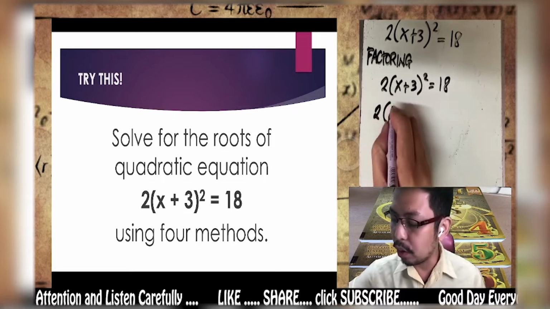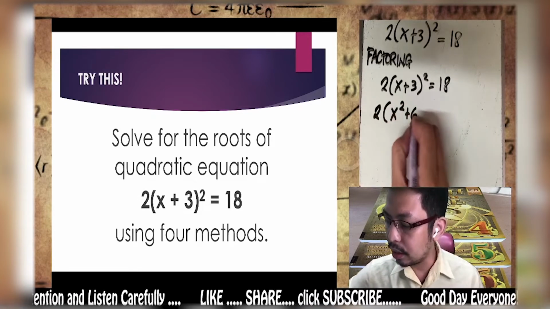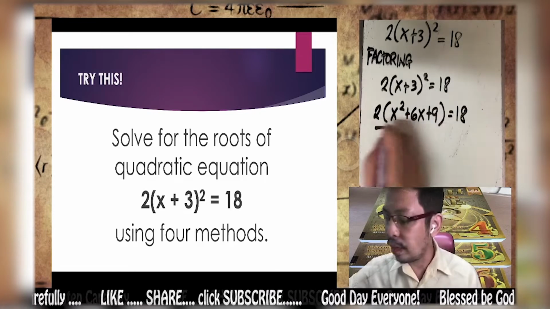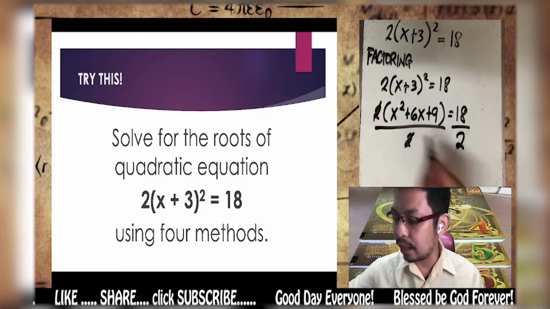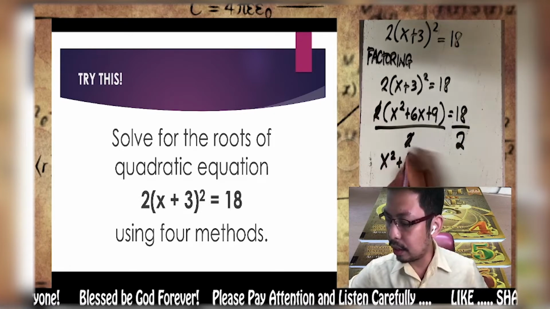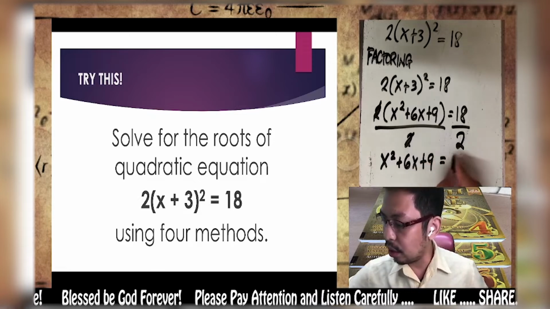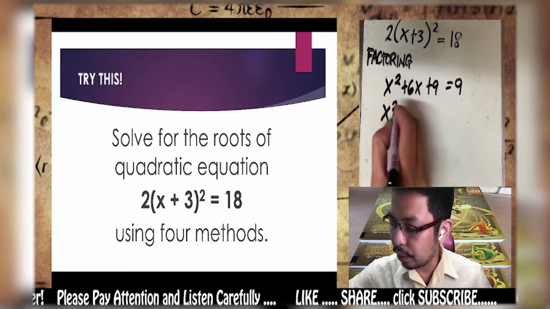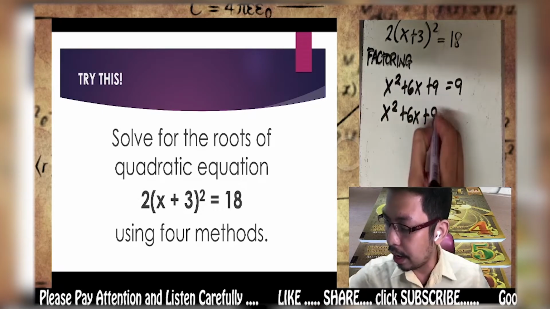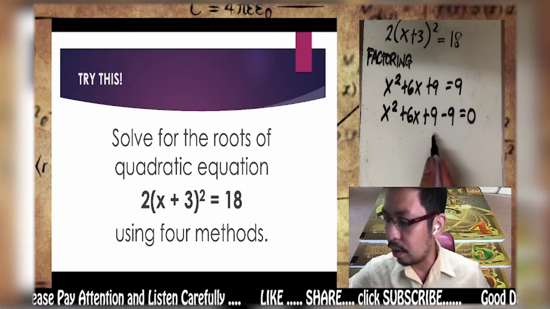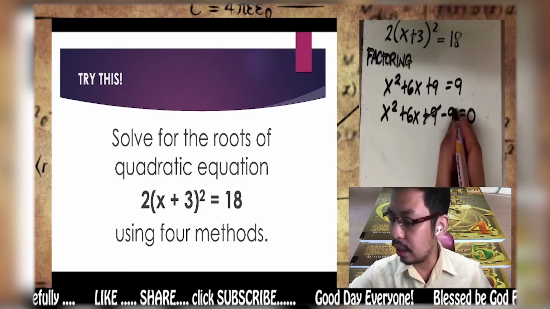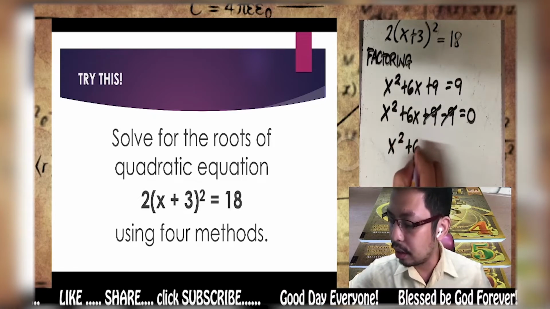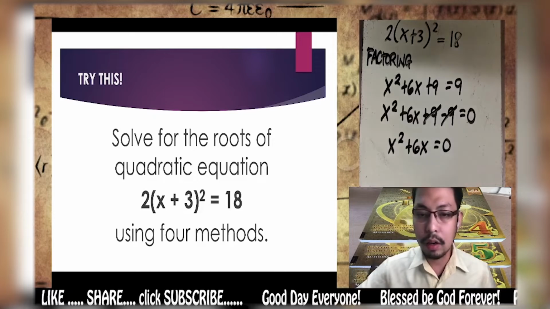We have 2 times the quantity x squared plus 6x plus 9 is equal to 18. Then we divide both sides by 2. 2 here will be cancelled. So we have x squared plus 6x plus 9 is equal to 9. Then we transpose 9 on the other side. So we have x squared plus 6x plus 9 minus 9 is equal to 0. So combining like terms, we cancel this positive 9 and negative 9. So we have x squared plus 6x is equal to 0.